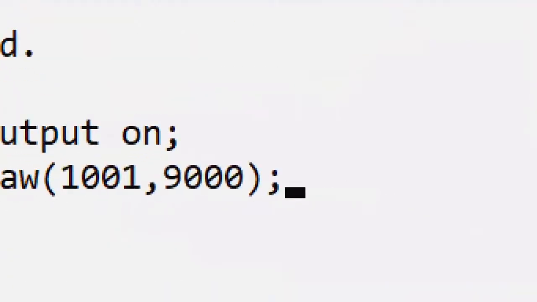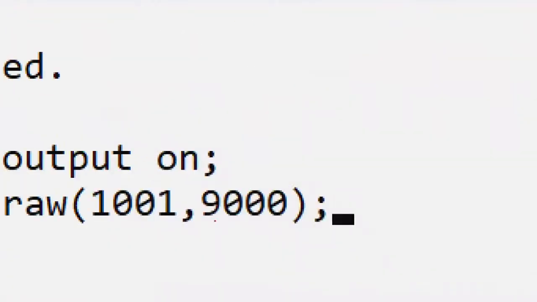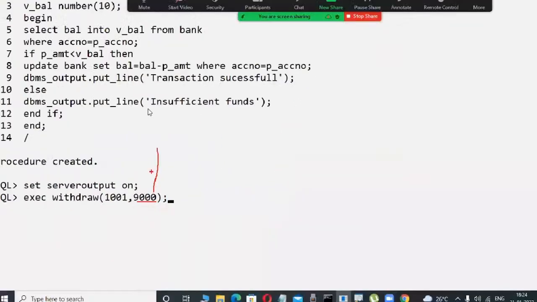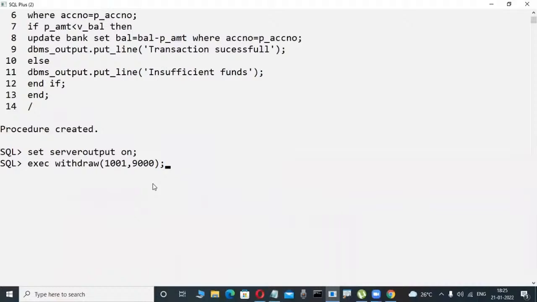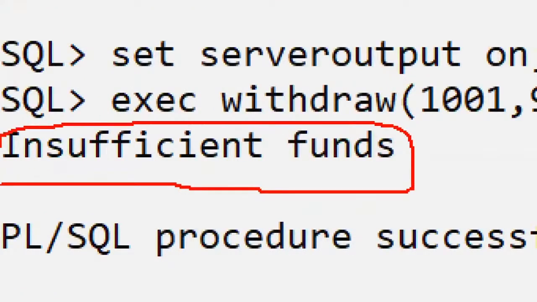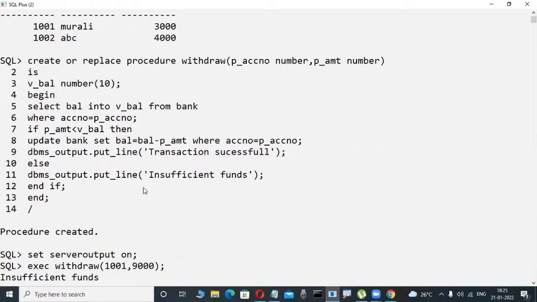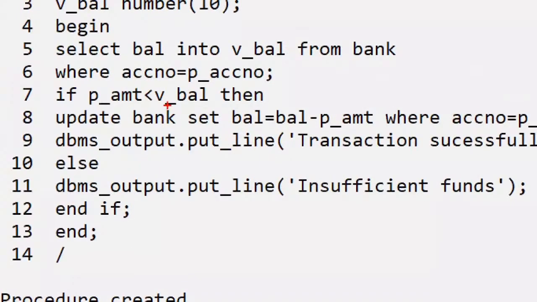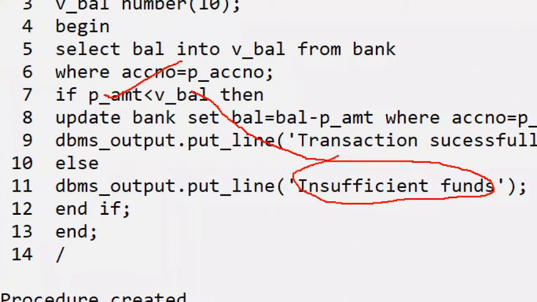Now my account number is 1001, but I try to withdraw 9,000, because I'm writing this program. Whenever I try to withdraw 9,000, is it possible? No. So now it will display the message: insufficient funds. How is it possible? This coding is executed, whatever I'm writing. Your amount is more than the available balance. That's why insufficient funds. It will display the message, yes.